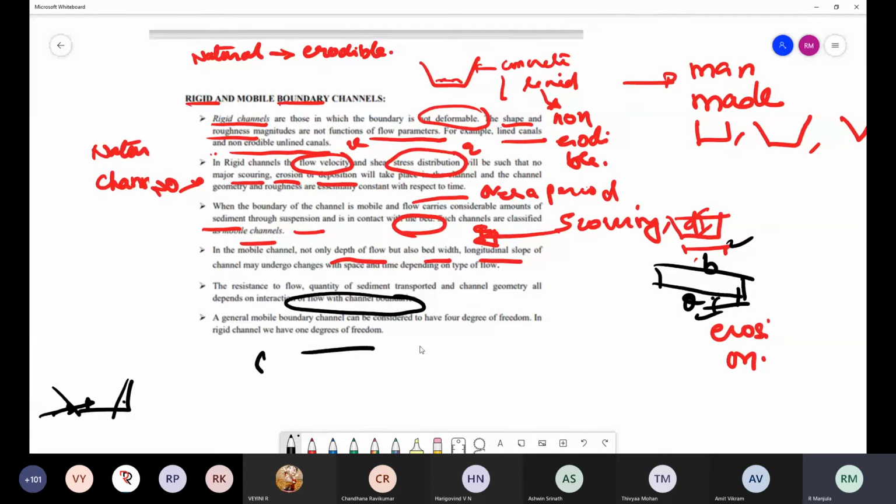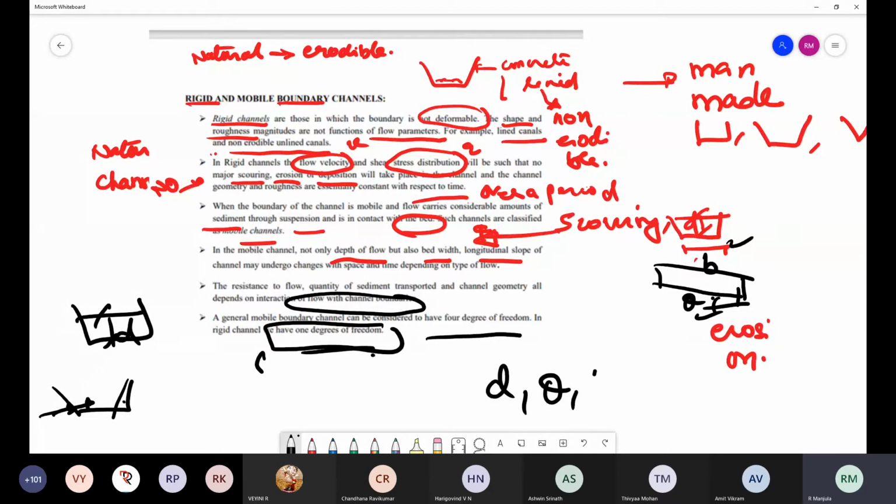Generally, a mobile boundary channel can be considered to have 4 degrees of freedom, which is the important point. Whereas rigid channels have only 1 degree of freedom, because only depth alone you are changing. In a mobile boundary channel, you are free to change D, you are free to change theta, you are free to change B, and you are free to change the top width.